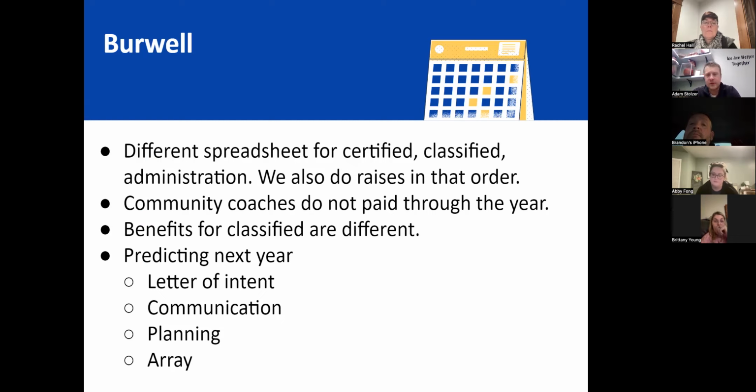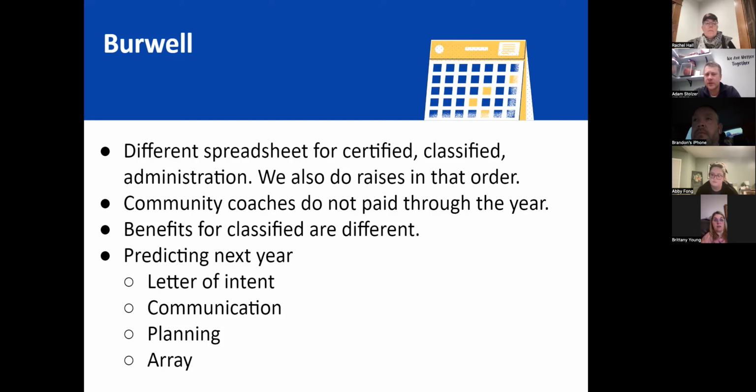Our benefits are also different for classified. We pay our classified less, but they get insurance. They get single insurance. So all paras, anybody who's hourly, gets that insurance. They can't get family, just single. So that's different. PTO is different. We're fortunate, we have 12 PTO days. Our insurance is all paid out.